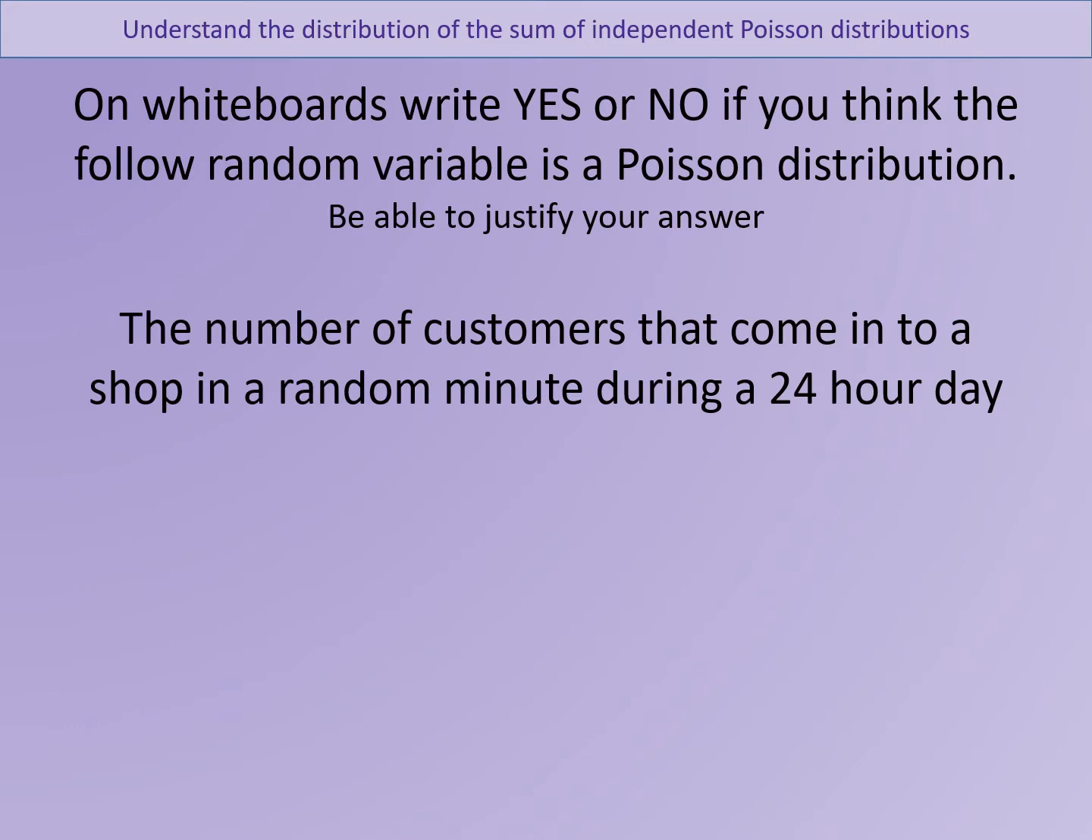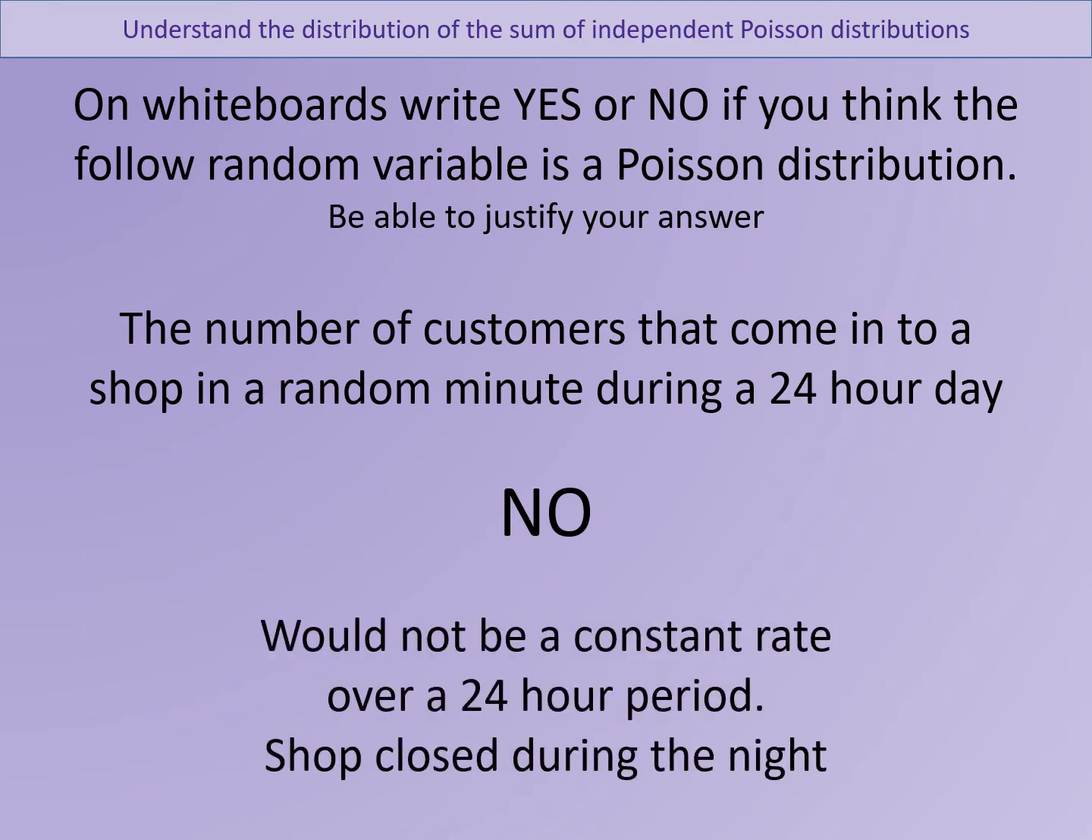For each of the following situations, consider whether you think that the random variable described in the situation could be a Poisson distribution. So first of all, the number of customers that come into a shop in a random minute during a 24-hour day. This would probably not be a Poisson distribution because it is unlikely that there will be a constant rate of customers over a full 24-hour period. It's likely that there will be some periods that are more busy than others. Also, the shop may well close during the night.